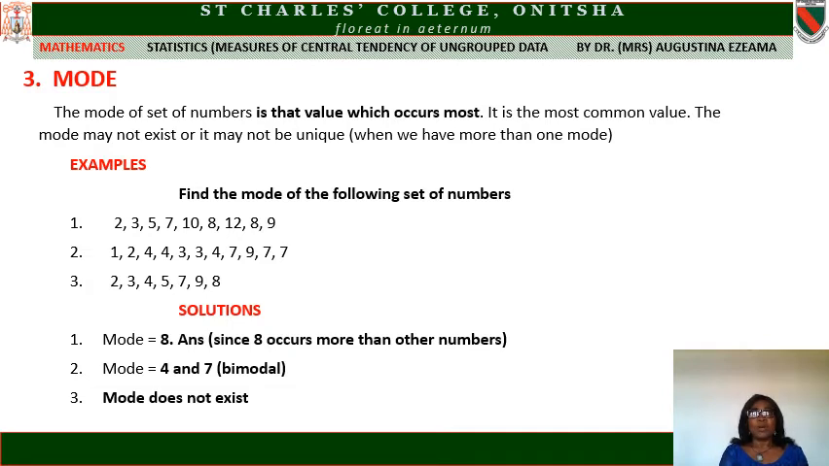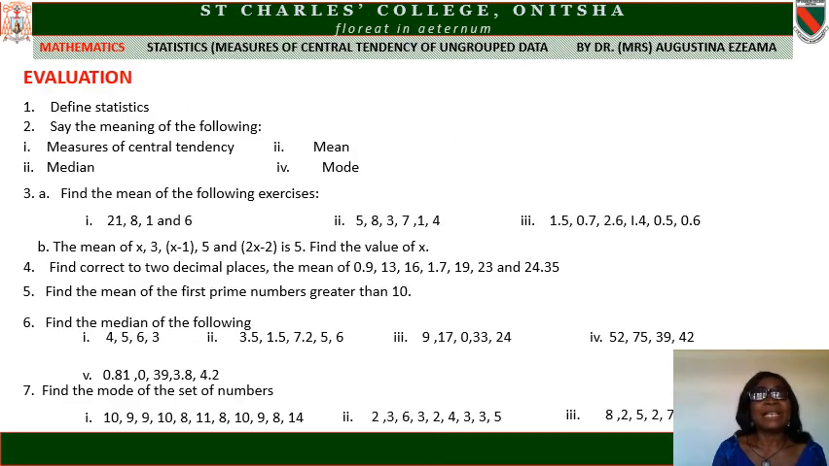Number 3, mode does not exist. Because if you look at number 3, you see we have 2, 3, 4, 5, 7, 9 and 8. No number there appears twice. So there is no mode. The answer is mode does not exist. You can find many of them in many textbooks, and you'll be able to solve them like the ones I've given you here. Let us look at evaluation.